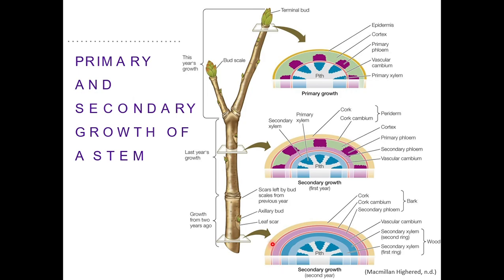So we can see different layers for the secondary growth, the second year, the cork cambium, secondary phloem, vascular cambium, secondary xylem, which is second ring, and secondary phloem and secondary xylem. So here we can see the secondary growth of the first year, and then the top is the primary growth, which is the current year.